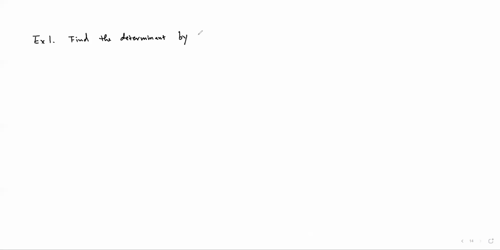By row operations, okay, to echelon form. Yeah, I prefer to use this approach, reduce the determinant to echelon form to compute a determinant. I don't like cofactor expansion.